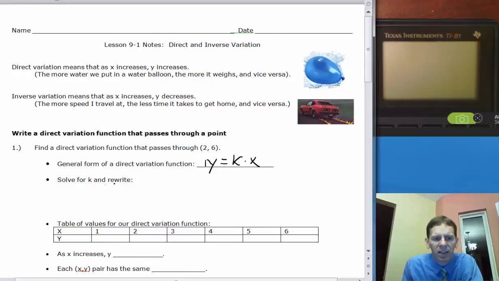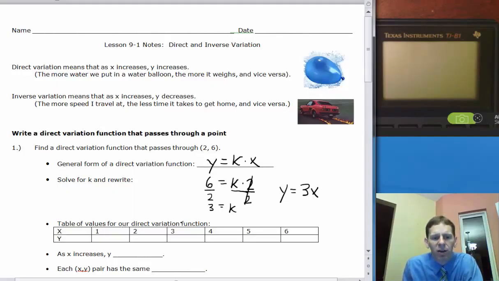To solve for k in this problem, we're going to substitute the point 2, 6 into our equation. So we're going to plug in 6 for y and 2 for x. And then we're just going to solve this little equation for k. Pretty easy, divide both sides by 2. You get a 3 on the left side and a k on the right side. So when we rewrite our equation, I'm going to replace the k with a 3. And it's going to look like y equals 3 times x.